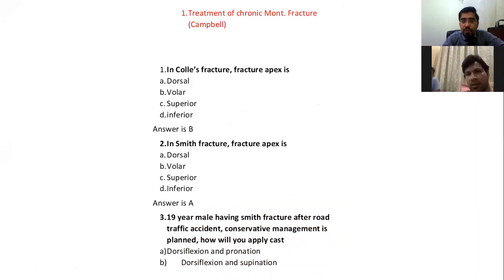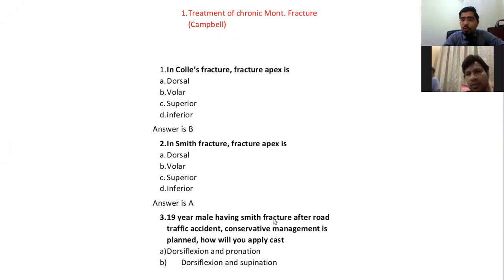Then coming on to the next question, treatment of chronic Monteggia fracture, which means the patient presents with chronic radial head dislocation and malunion of the ulna. What will you do? The treatment is written in Campbell. Now I have written 3 questions straight away. Colles fracture, Smith fracture. What is the apex of fracture? See, in Colles the apex is volar, in Smith the apex is dorsal.